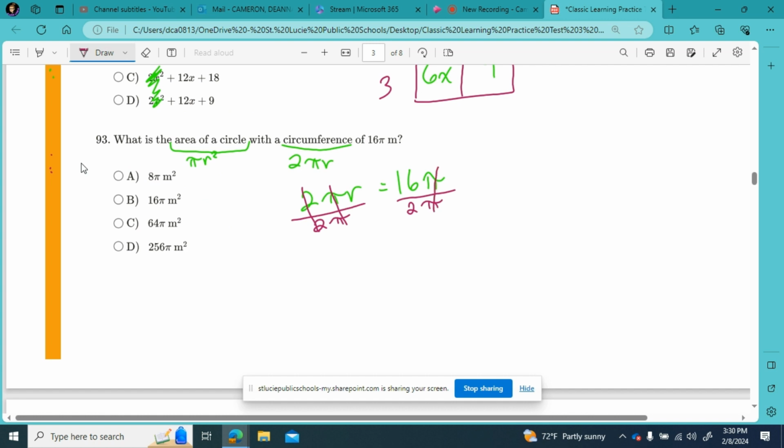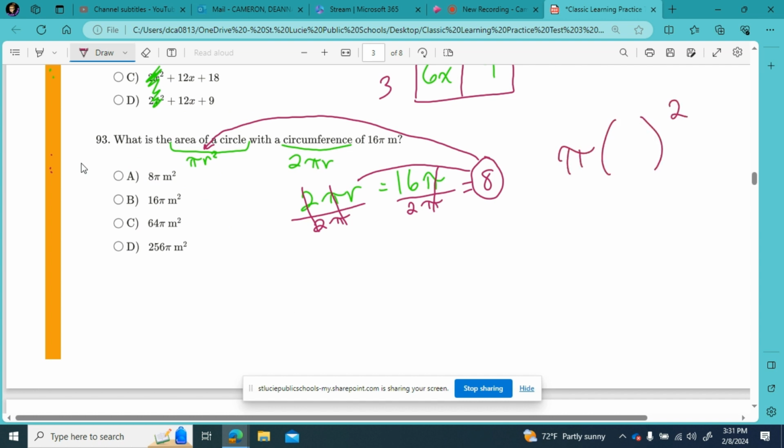Every fraction is a division question. 16 divided by 2 is 8. Our radius is 8. Now that we know our radius, we can take that and plug it into our formula for the area of a circle. So pi times a radius squared, where the radius is 8. And 8 squared is 64. So it's 64 pi.